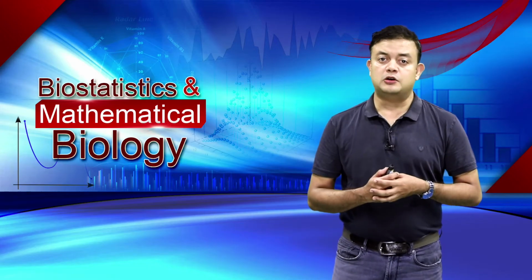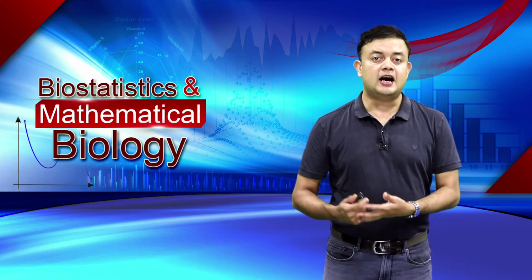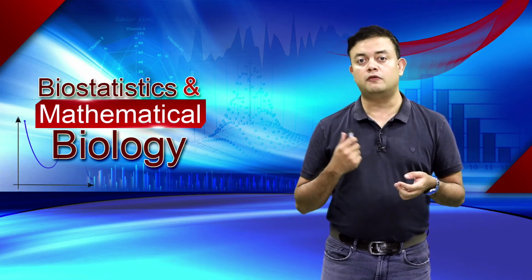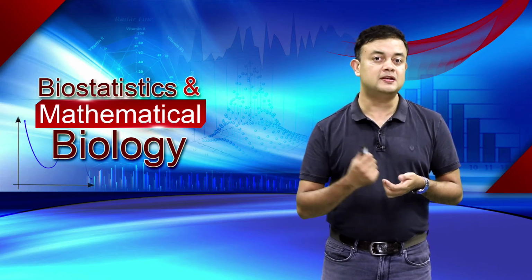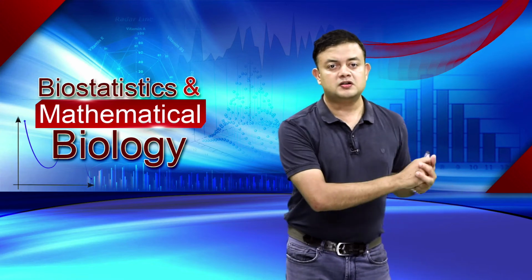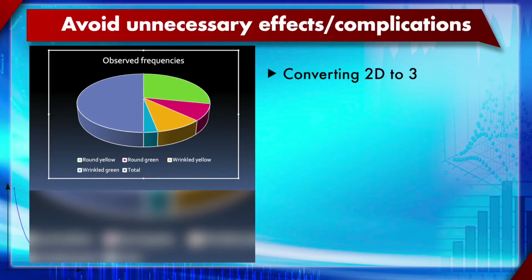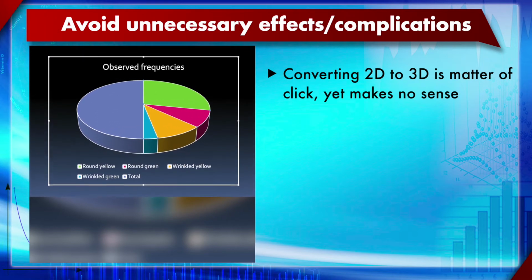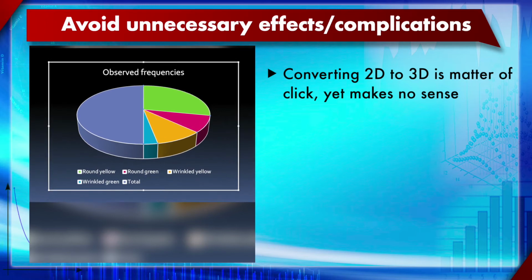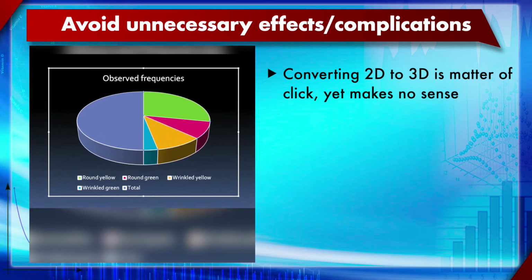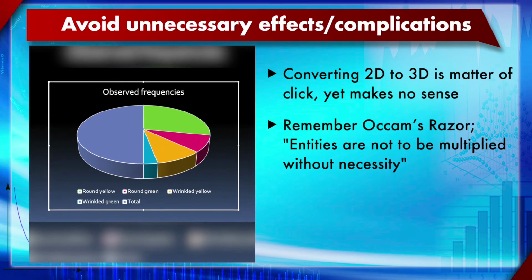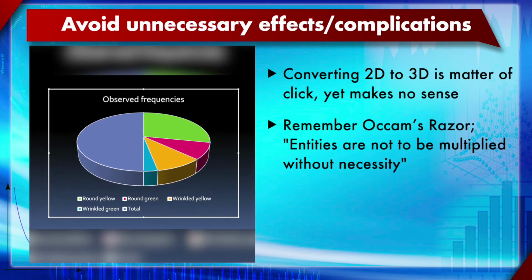But my advice to you is, please avoid any unnecessary complications. Always remember the Occam's razor concept. The concept says that don't go for unnecessary complications. Simplicity is always preferred. For example, look here, a 2-dimensional graph, you can easily convert that into 3 dimensions just by 1 or 2 clicks. It is very easy, anybody can do it. But a 3-dimensional graph does not convey any more meaningful information than the 2-dimensional one. So, there is no point in going for 3D if the 2D itself is very good.